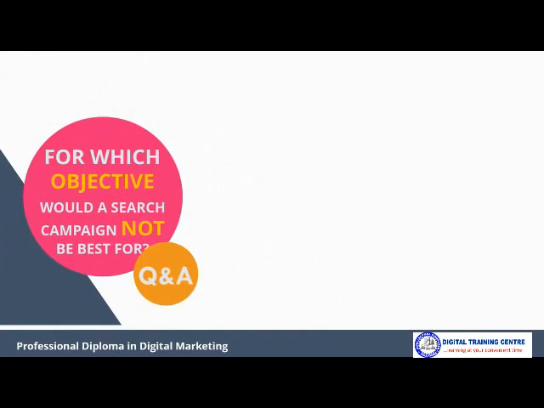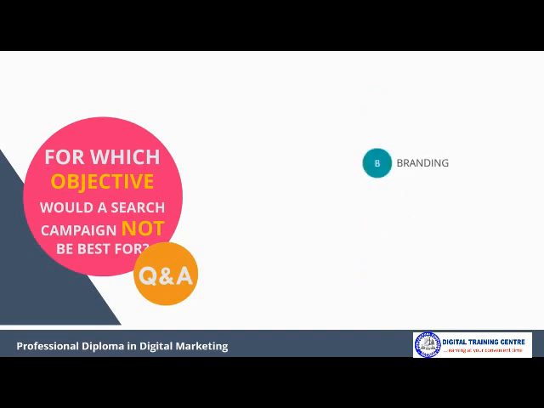Just a quick question to jumpstart that brain if it's not there already. For which objective would a search campaign not be best for? Pop your answer into Morpheus. Is it A, leads, B, branding, C, sales, or D, awareness? The answer is B, branding.